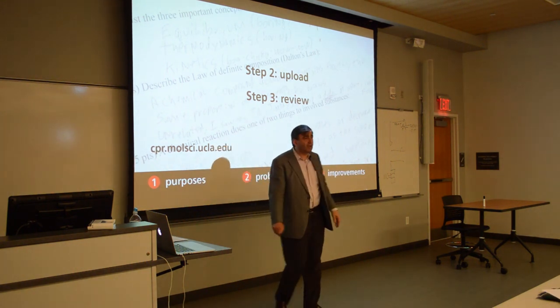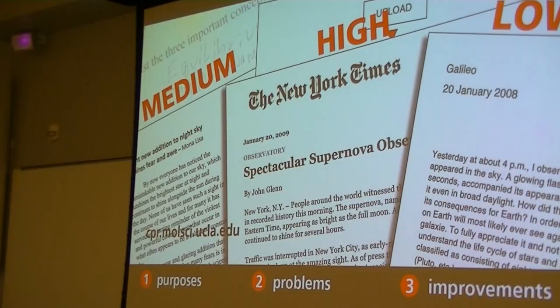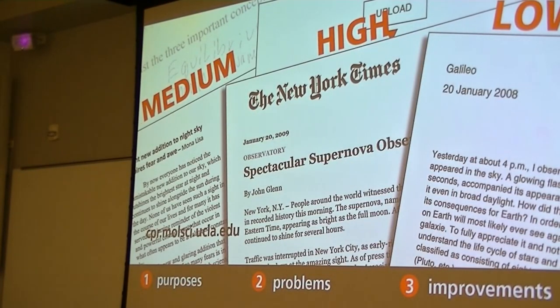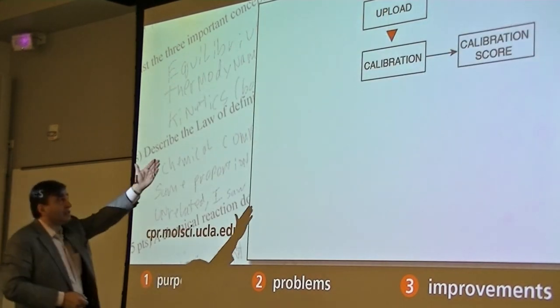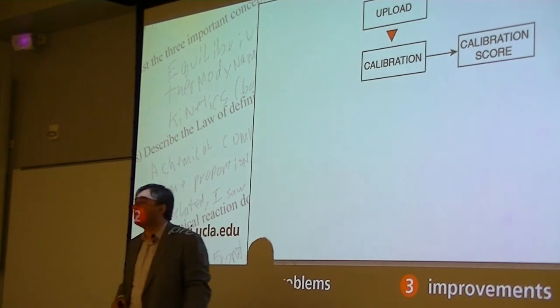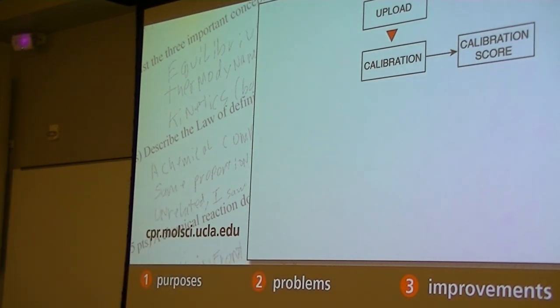Before this all starts, as the instructor, I have uploaded three pieces: a high scoring piece, a medium scoring piece, and a low scoring piece. I've uploaded them together with my evaluation on the rubric and the rationale for why I chose the different levels in the rubric for these pieces. After the students have uploaded their pieces, a calibration phase starts. They see the three calibration pieces in random order, could be high, medium, low, or high, low, medium, or low, medium, high. Any random order, the system shuffles them up.